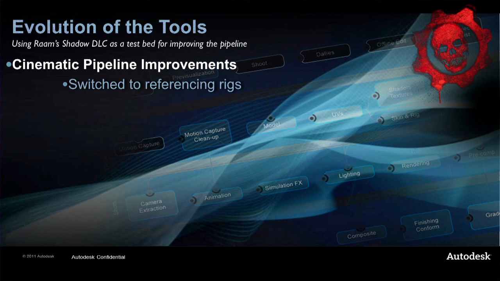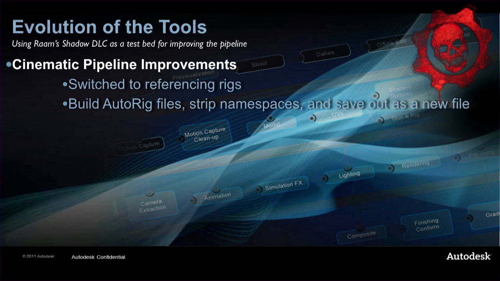So really all this is for trying to make those guys on the cinematic pipeline much faster and much more efficient. We had, I think on the ROM Shadow, 15 to 20 minutes of cinematics, but only 6 weeks. And so they had very little time, and we wanted to achieve really high quality results. So we switched to referencing the rigs.